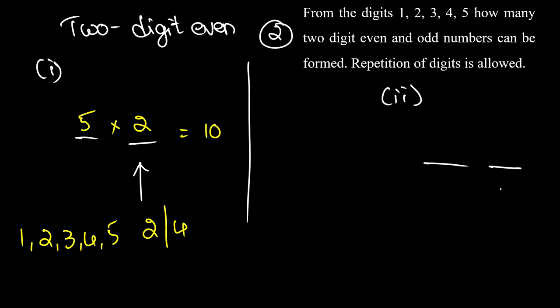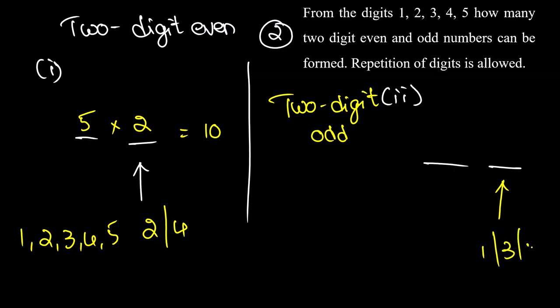Whereas here, what will happen? Two-digit odd number. Slowly, one condition will be added in each question. A two-digit odd number means the units place is deciding, right? The units place will decide. That's why I'm taking the rightmost place. Rightmost is the units place. So here I can fill with 3 ways: I can use 1 or 3 or 5. But for the other slot, all 5 numbers are available now because repetition is allowed.